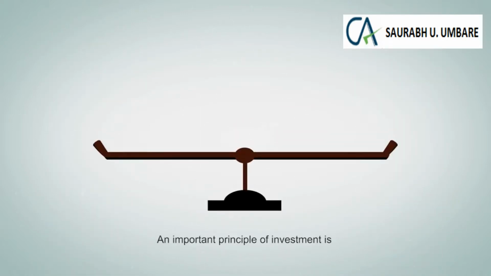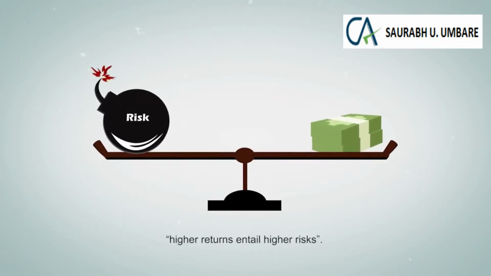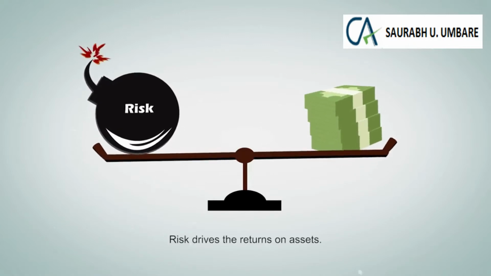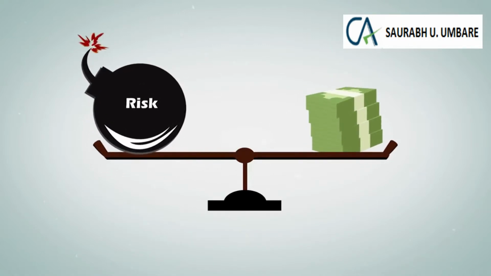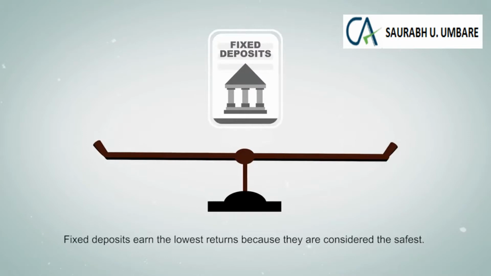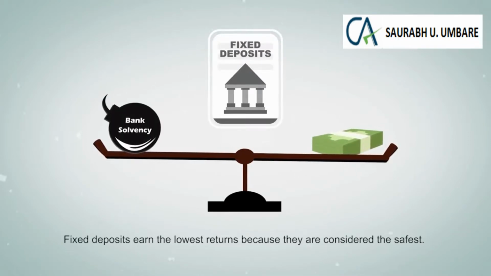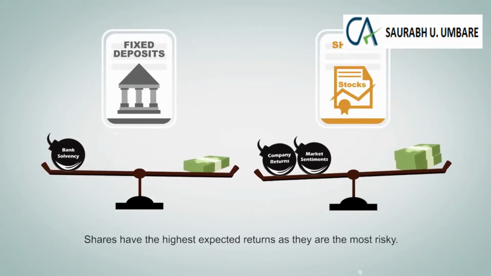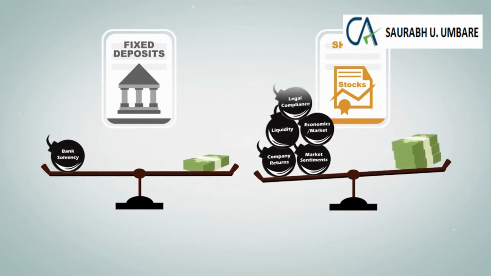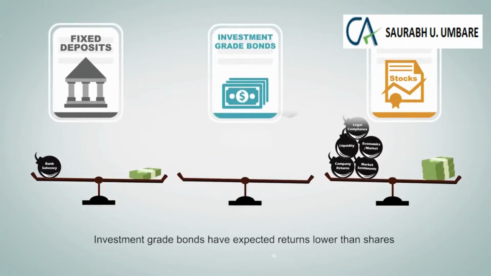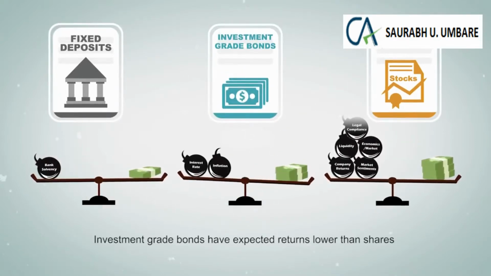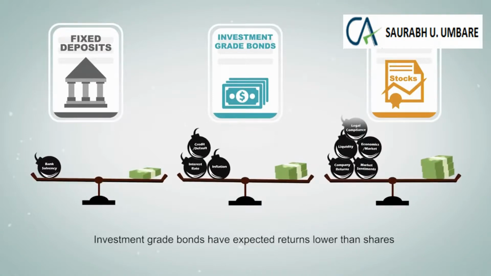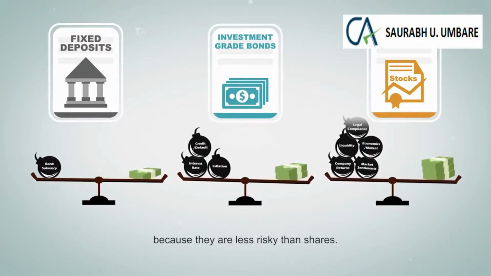An important principle of investment is higher returns entail higher risks. Risk drives the returns on assets. Fixed deposits earn the lowest returns because they are considered the safest. Shares have the highest expected returns as they are the most risky. Investment-grade bonds have expected returns lower than shares because they are less risky than shares.